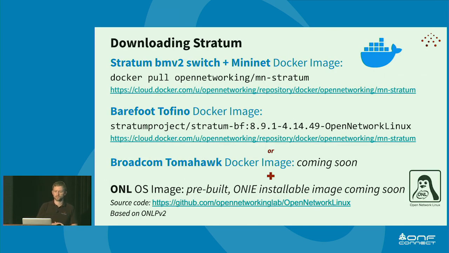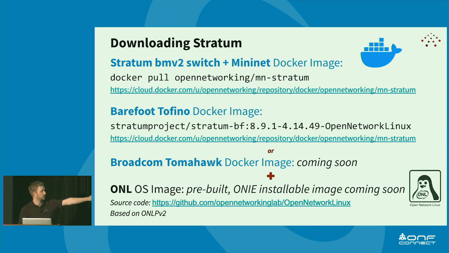So in terms of downloading Stratum, the easiest way to get started is to download the Docker images. The Docker image we showed in the Getting Started tutorial is a Mininet-based image with the BMV2 switch packaged in. That's on Docker Hub today. We've also published a Docker image for Tofino running Barefoot SDE 8.9.1 and the Linux kernel 4.14. That's available today. We're putting the finishing touches on a Tomahawk-based Docker image.